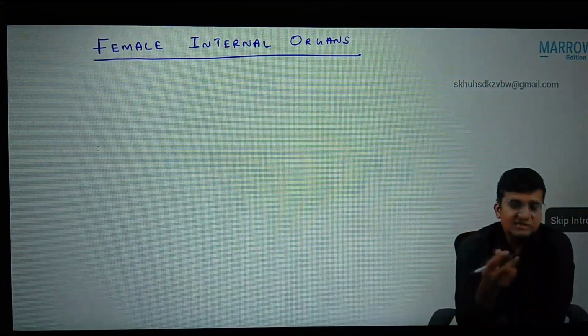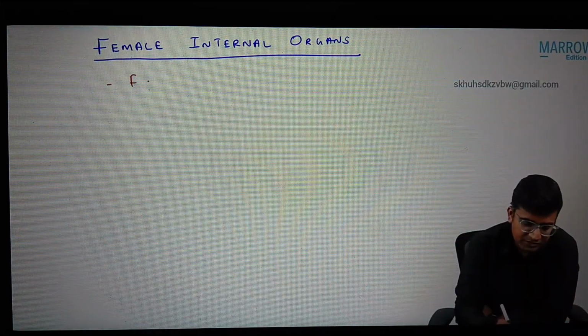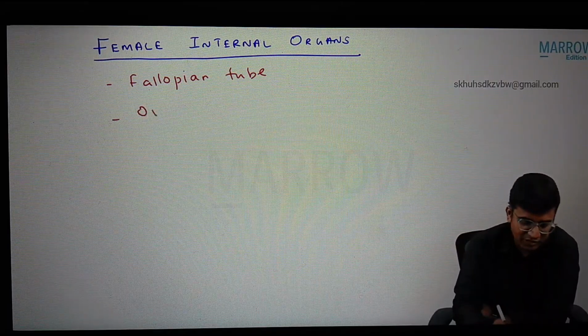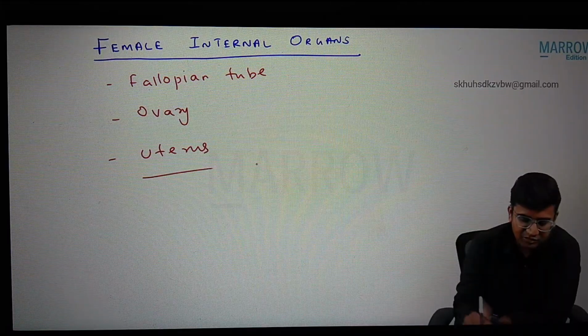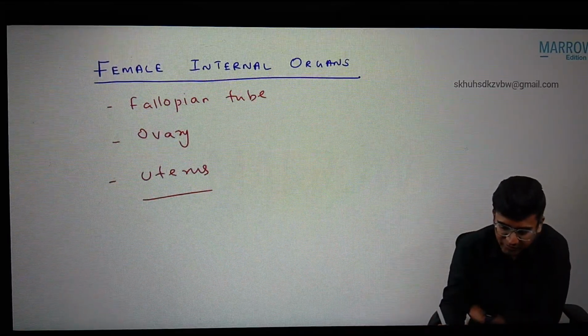Now we're going to discuss the female internal organs. We're going to discuss the fallopian tube, some basic points about the ovary, and in detail the uterus. Okay, right. So first, the fallopian tube.